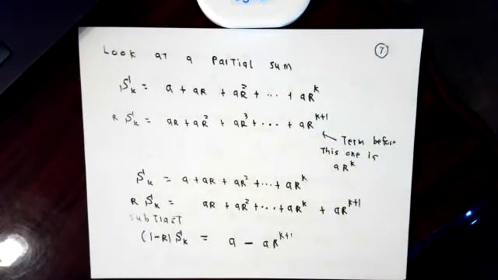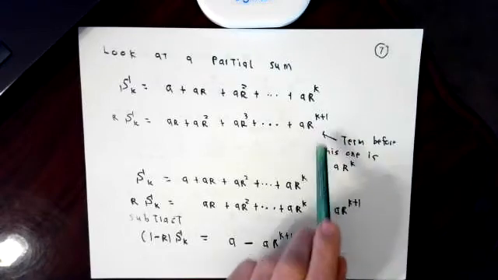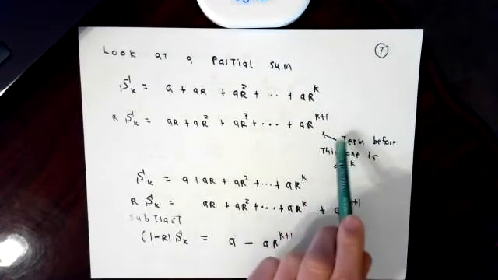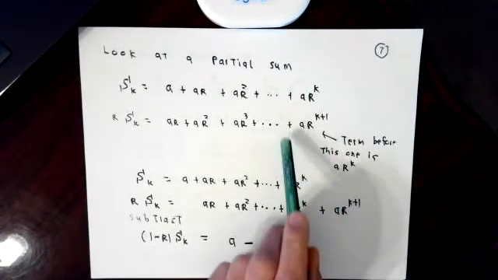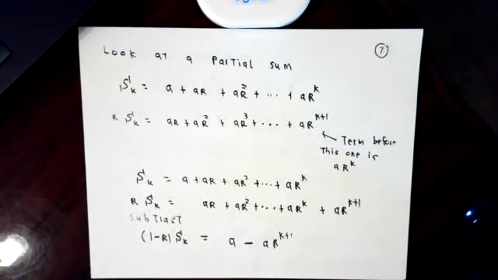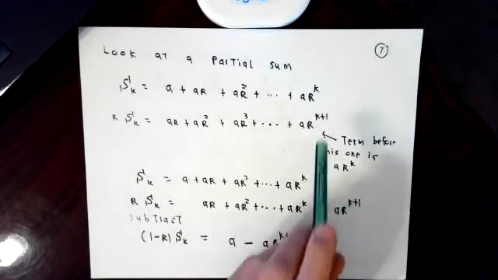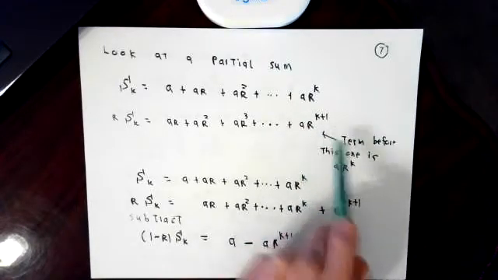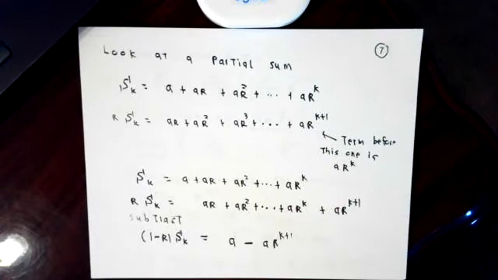A comment that's going to help me in a minute. Right before this last term, the term before it is going to have 1 power of R less. The term before this one is going to be A times R to the K power. So fix that fact in your mind.